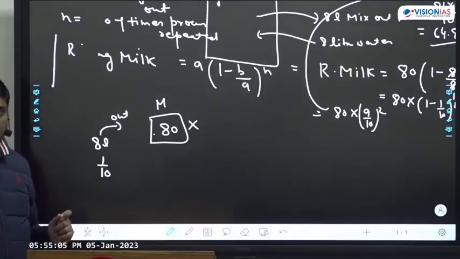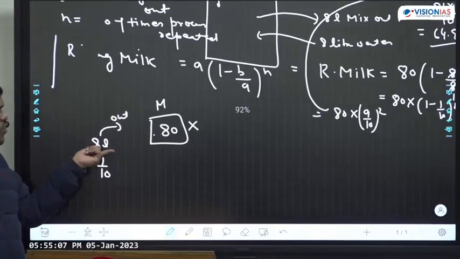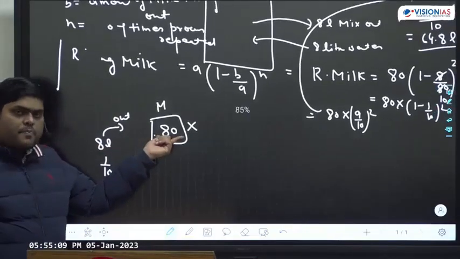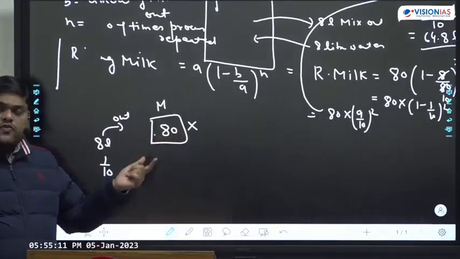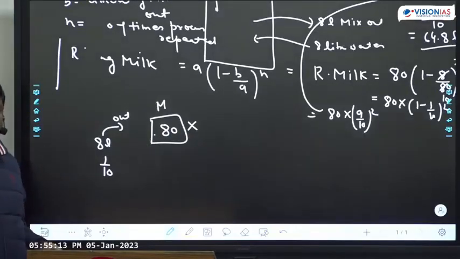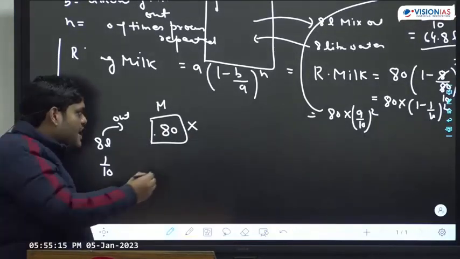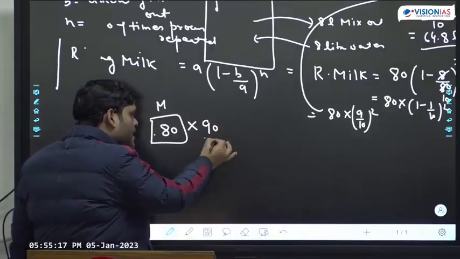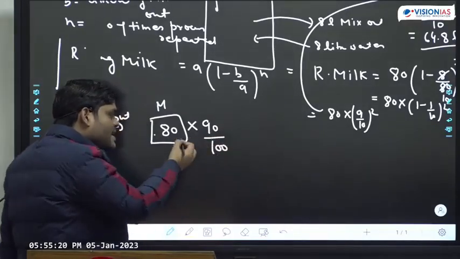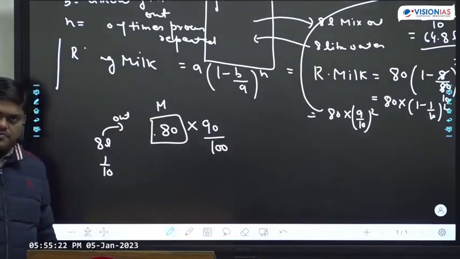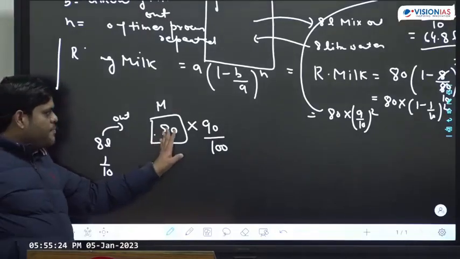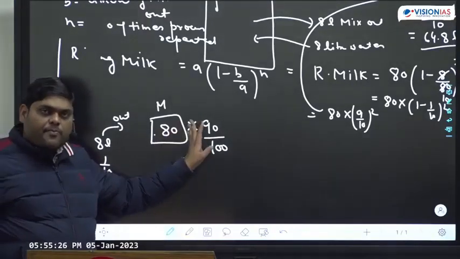What will happen? Understand, 8 liter is what? 8 liter is simply 10% of this milk, or not? So when you take 10% of milk out, how much milk will be left? 90% milk will be left, or not? Are you getting my point or not?